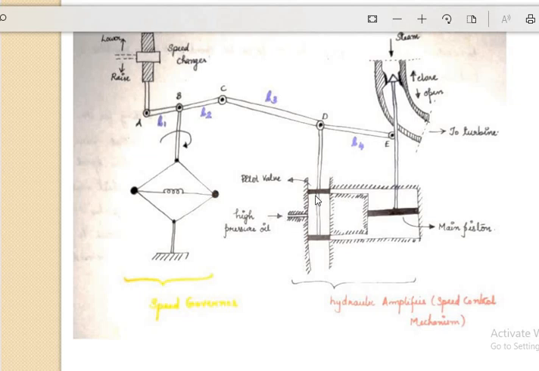A slight movement of this piston will cause a heavy movement of the main piston. That is actually like the working of a hydraulic pump or hydraulic lift. Similarly, by providing a small motion to this small pilot valve or the small piston, it will create a high force onto the main piston, which will open or close the steam valve. Clear? So that is the hydraulic amplifier or speed control mechanism.